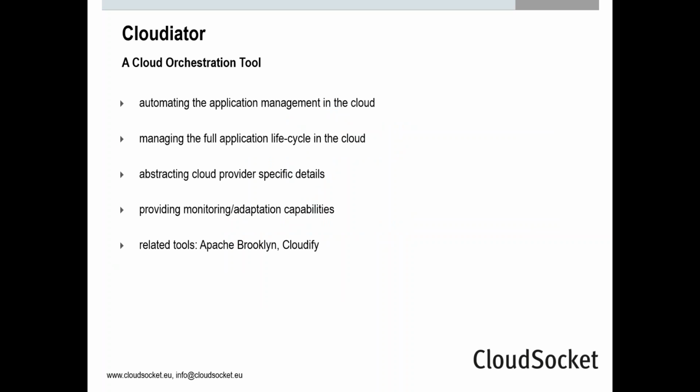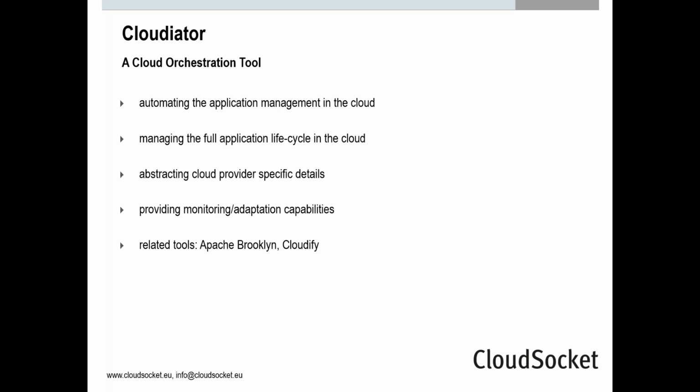So Cloudiator is a so-called cloud orchestration tool. It automates the application management in the cloud by managing the full application lifecycle of applications in the cloud, meaning the provisioning of resources, the deployment of the software components in the cloud, and as well the wiring of the software components together, in addition with some monitoring and adaptation features, and as well as some more features which will be shown in next slides.